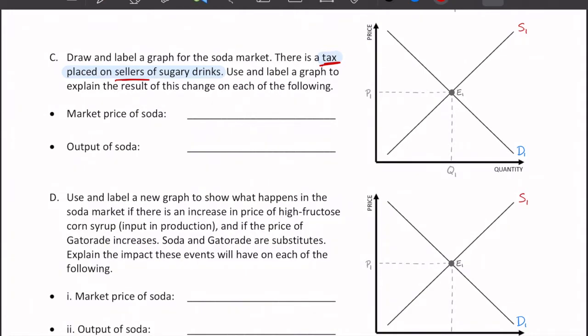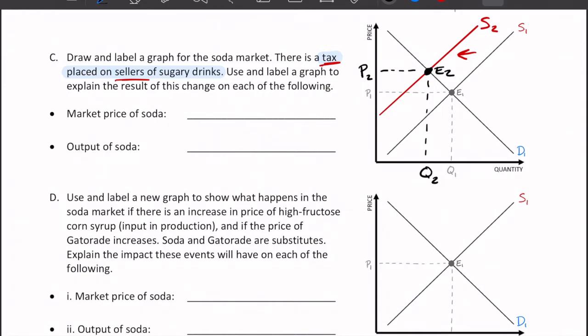And so whenever that tax is placed on the sellers, is that going to allow them to produce more of it or less of it? Well, now they've got more money going toward Uncle Sam and less money going toward production of soda. And so we see we're going to have a decrease in supply. And so we have our S2 right there. And so we actually see this is the same shift that we had above. But at this new equilibrium of E2, we want to understand what's happened to our price and then what has happened to our quantity.